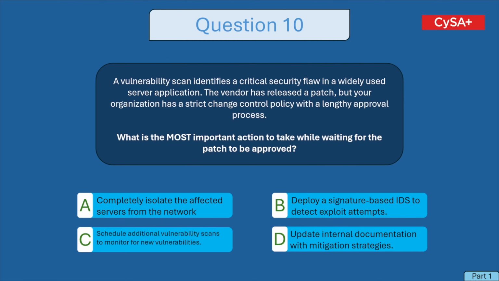Based on the scenario saying it's a critical, widely used server application, I don't feel comfortable just completely isolating it from the network. But deploying a signature-based IDS to help detect exploit attempts and being on top of it would be a good compromise. So I'm going to go with B here. I could be wrong. It could be A. But I'm going to go with B.